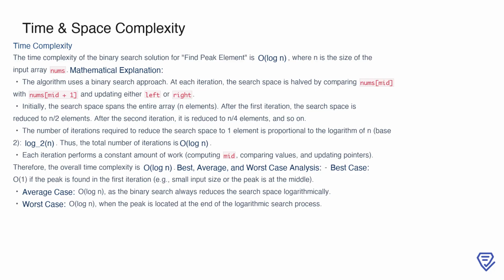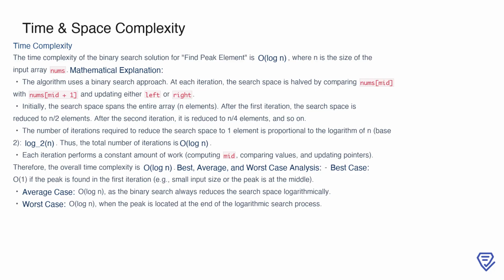After the first iteration, the search space is reduced to half, or n/2 elements. After the second iteration, it's reduced further to n/4, and this continues until only one element remains. The number of iterations required to narrow the search space to a single element is proportional to the logarithm of n base 2, which gives us log_2 n. Since each iteration involves a constant amount of work, like calculating the middle index and performing comparisons, the overall time complexity is O(log n).